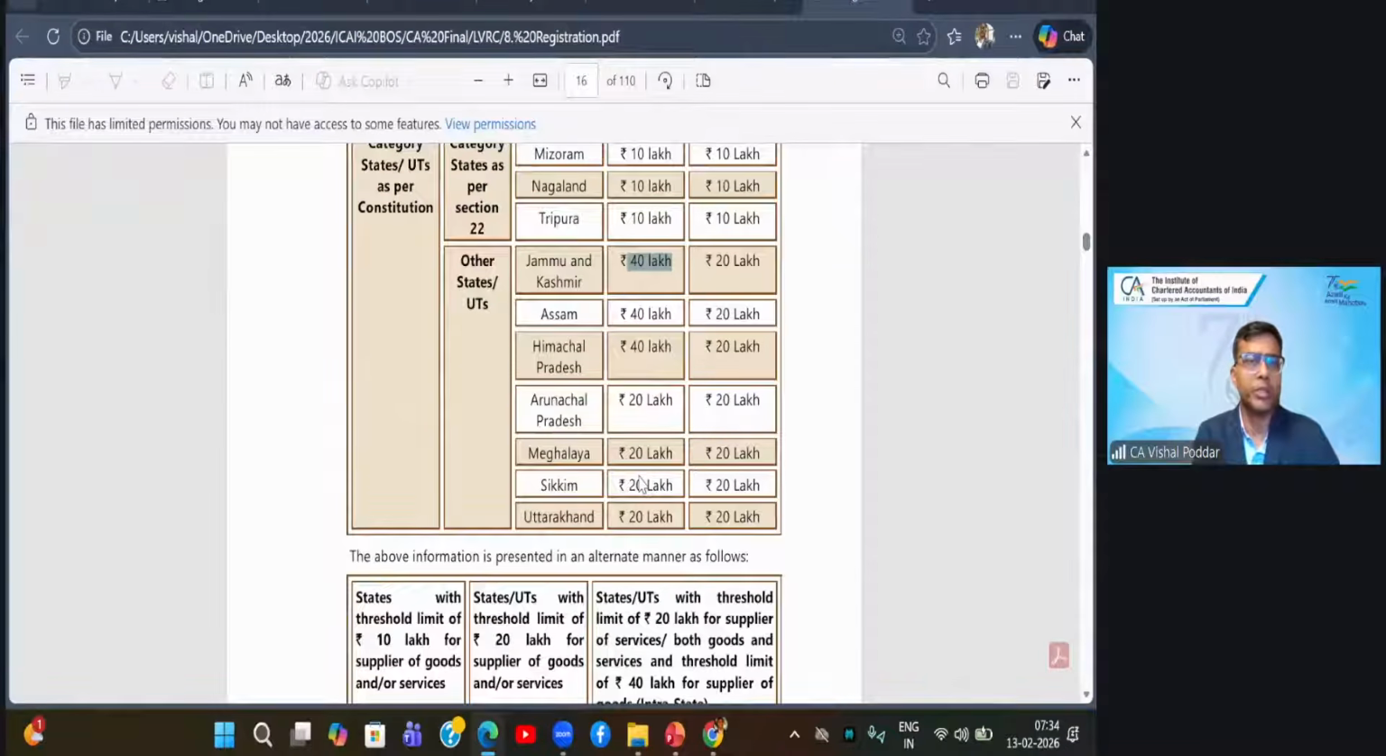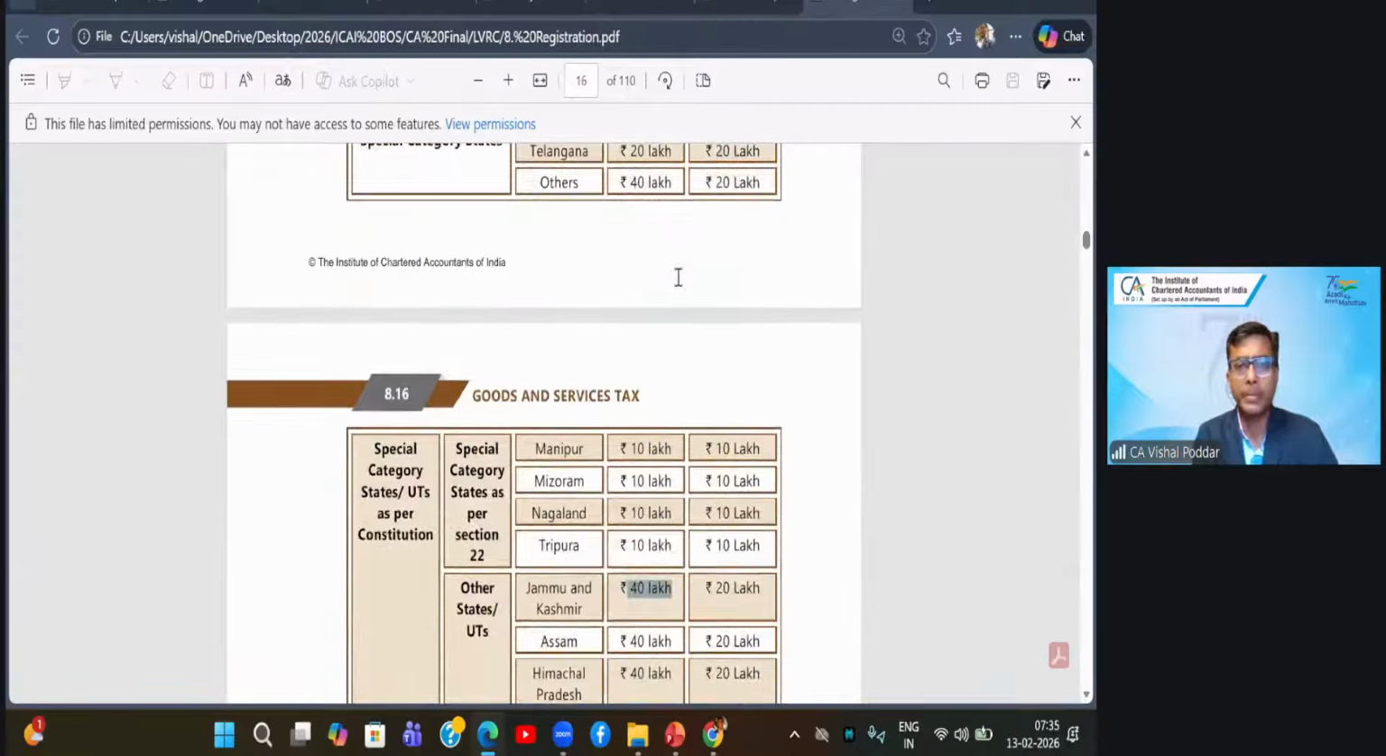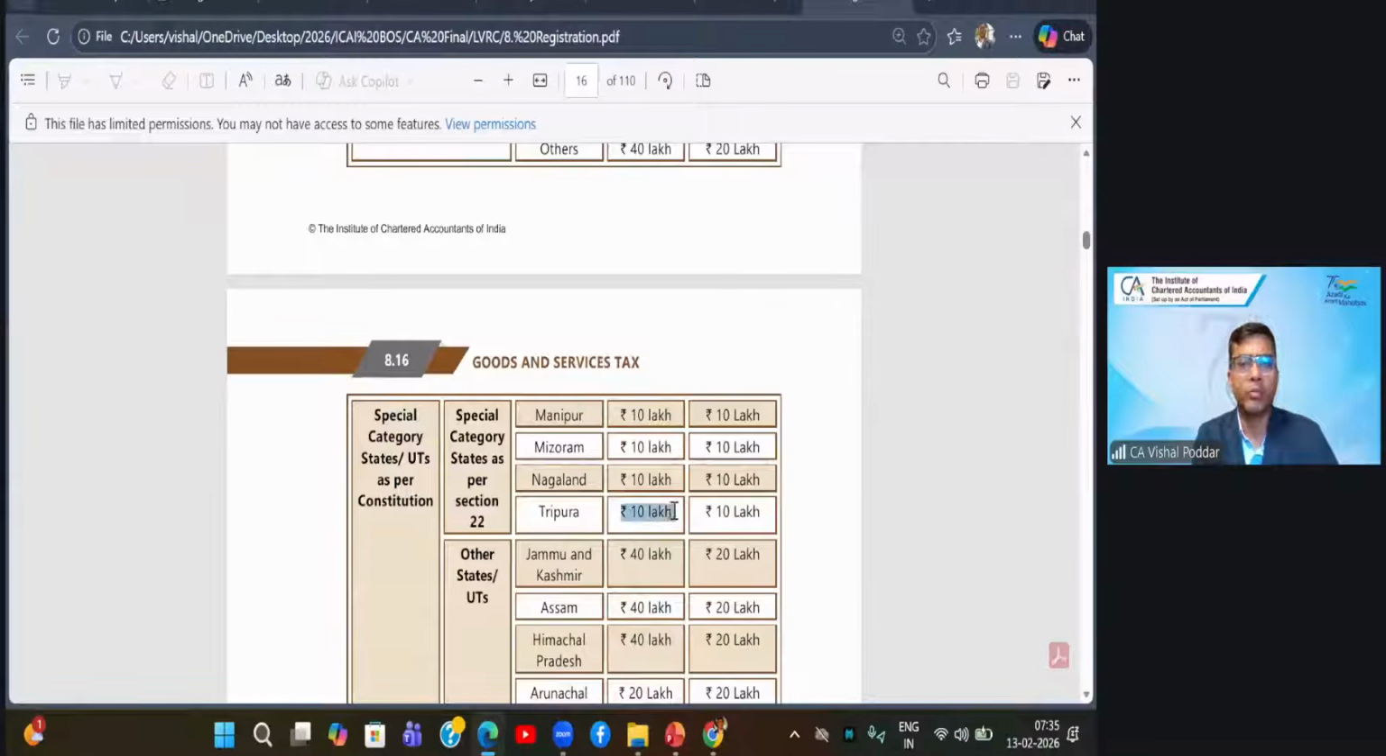Now, interestingly, in our question, out of the three states that we have, one of the states, Tripura, is the one which has opted for the lower limit of 10 lakhs also. And out of the remaining, some may have opted for 40, some for 20. I'm only talking about the goods limit because here we are only in the business of goods. So as you can see here, Tripura is the one which has opted for 10 lakhs for goods, exclusively for goods, right?